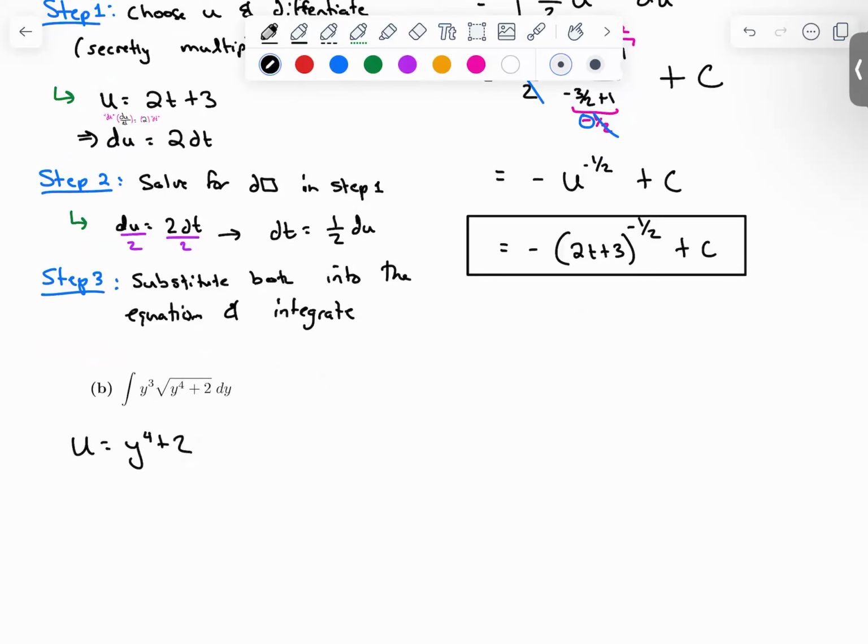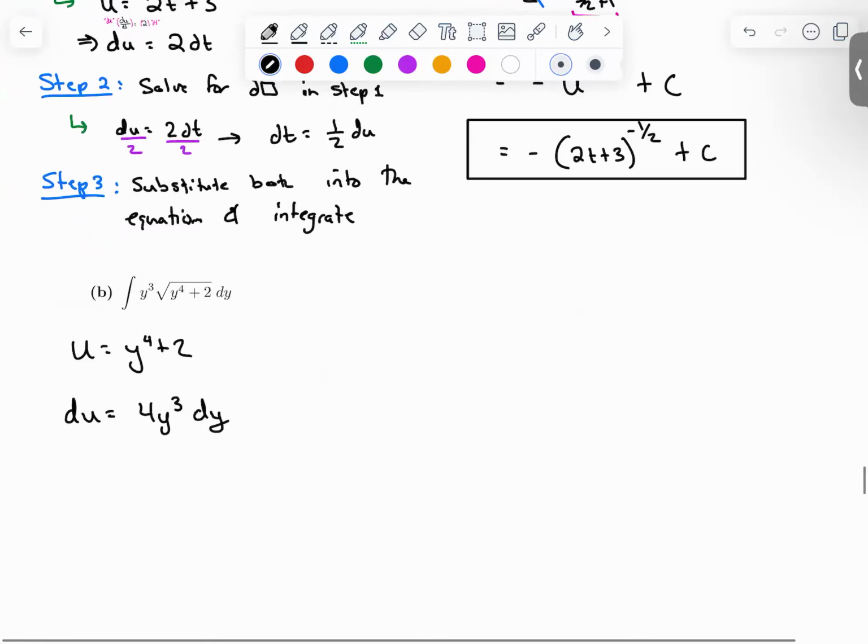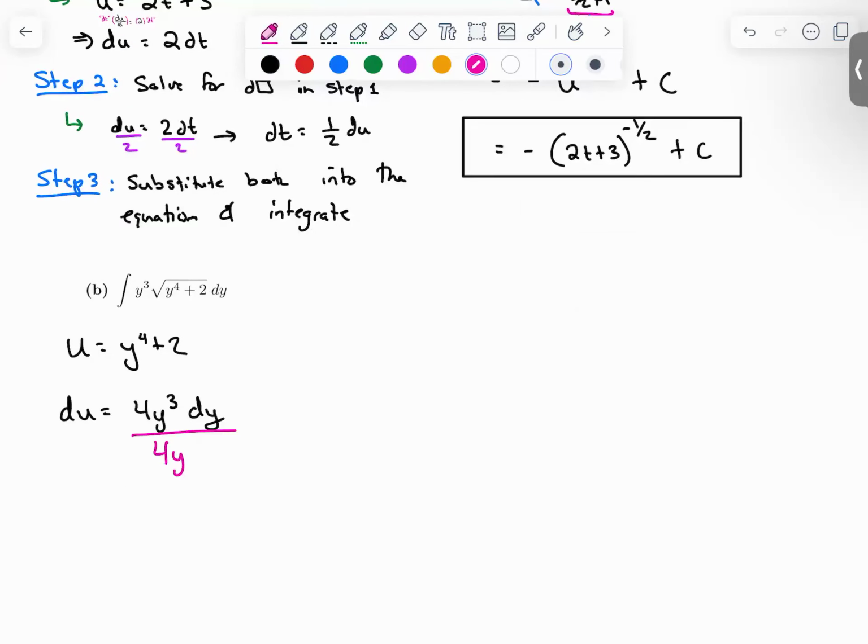That would mean that du/dy would be 4y cubed, but we're going to secretly multiply by dy. We get du is equal to 4y cubed dy, at which point we will solve for dy. We're going to divide both sides by 4y cubed. I'm going to stop writing this after a certain point, because I can trust you to do this algebra in your head, but I'm going to keep writing it for now. So you get dy is equal to 1 over 4y cubed du.